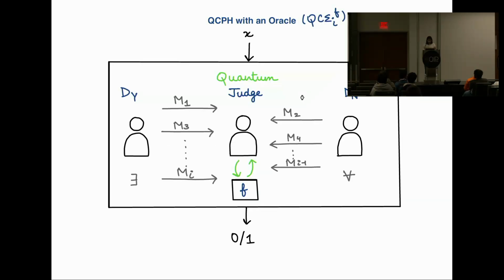So just for completeness, what does QCPH with an oracle look like? Recall we had this quantum judge and these two debaters dy and dn, and again this quantum judge is now given oracle access to the function f. Note that because this is a quantum judge, it has quantum oracle access to the function f, and in particular, it can make superposition queries to this function f. And now we want to see whether we can show something about this class in the oracle model.